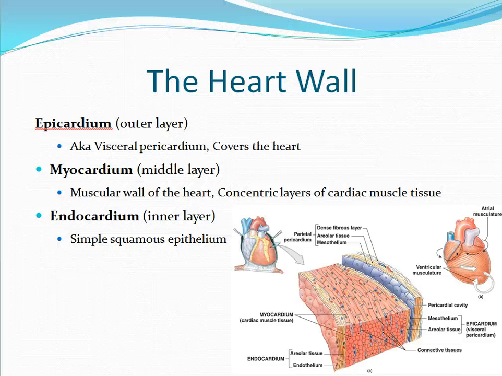The wall of the heart consists of three layers. The outer layer is the epicardium, also known as the visceral pericardium. We just mentioned this in reference to the pericardium. This is the layer that covers the surface of the heart. The myocardium is the middle layer. This is the thick muscular wall of the heart, made up of concentric layers of cardiac muscle tissue. The innermost layer is the endocardium. This consists of a simple squamous epithelial layer over areolar connective tissue. So again, here is the endocardium, the myocardium, and the epicardium. Here's the pericardial cavity, and this layer out here is the parietal pericardium.